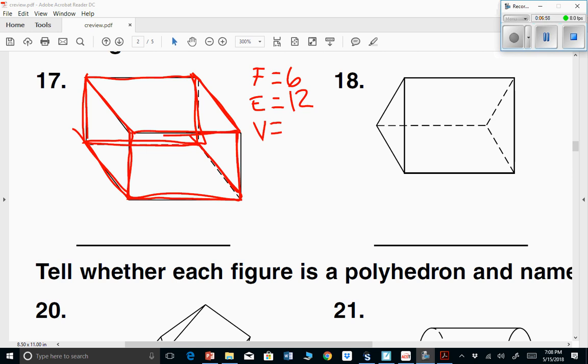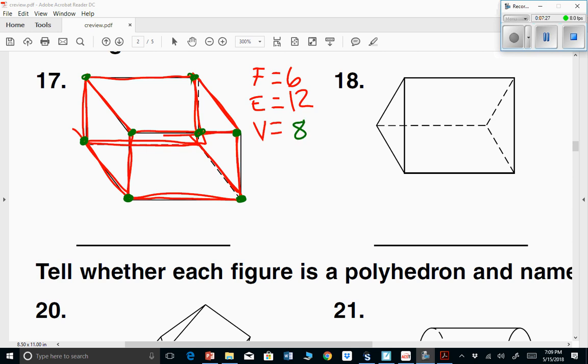And then vertices. Vertices is a plural word. It's the plural of vertex. A vertex is where 3 or more edges come together. And so here's one right here. They're like the sharp points. So we've got 4 of them in the front, and we've got 4 of them in the back. And that makes 8 vertices.